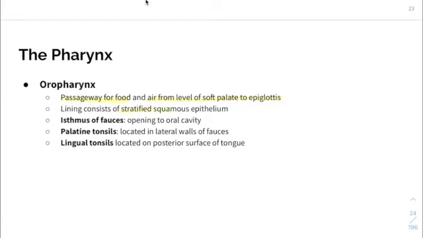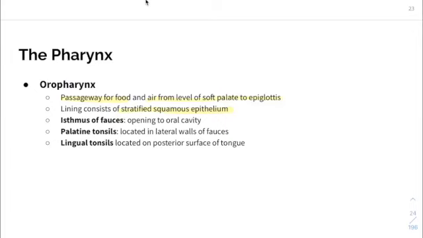We have stratified squamous epithelium in our oropharynx because as we're chewing different foods, those tissues go through a lot of possible damage just depending on what you're eating. So stratified squamous epithelium sloughs off cells easily. It replaces cells super easily. It helps to keep everything in your mouth secure.